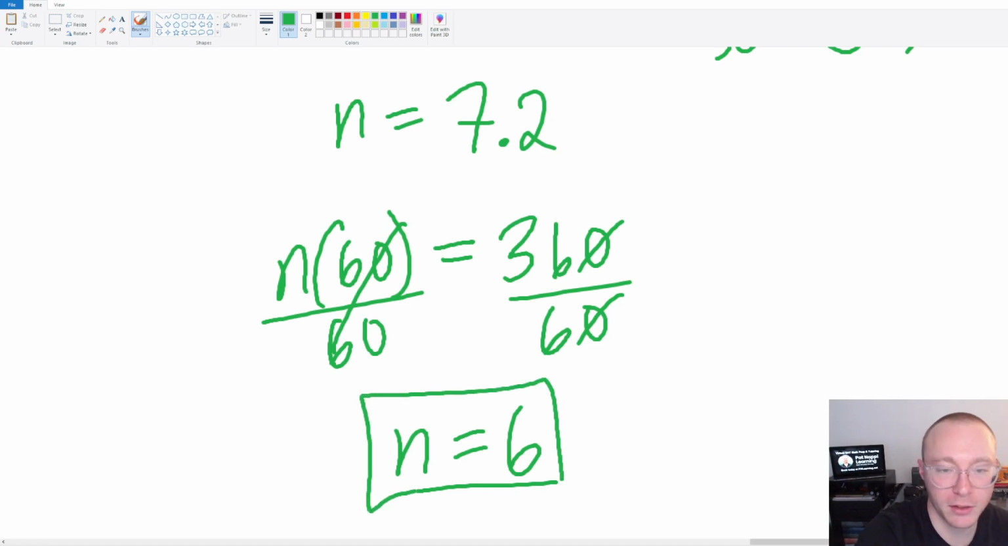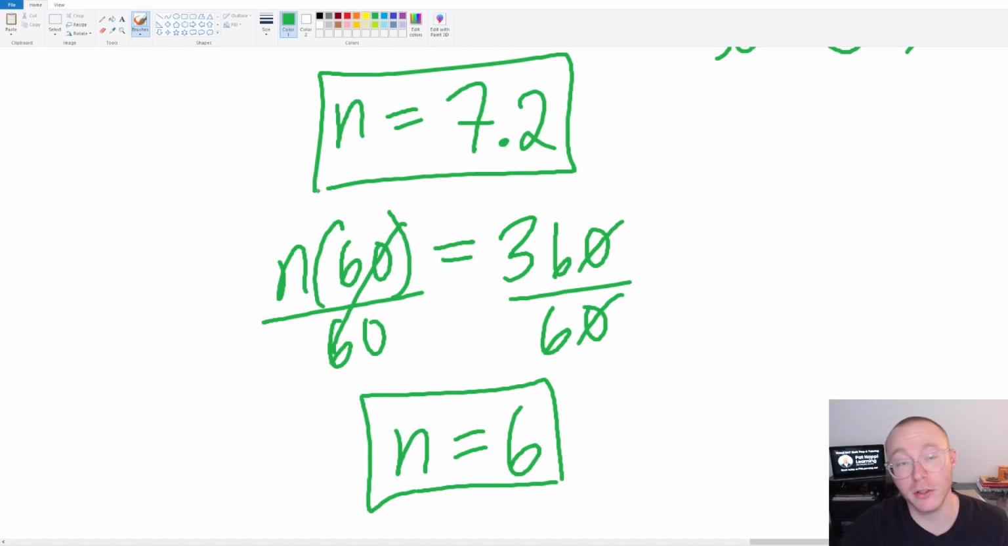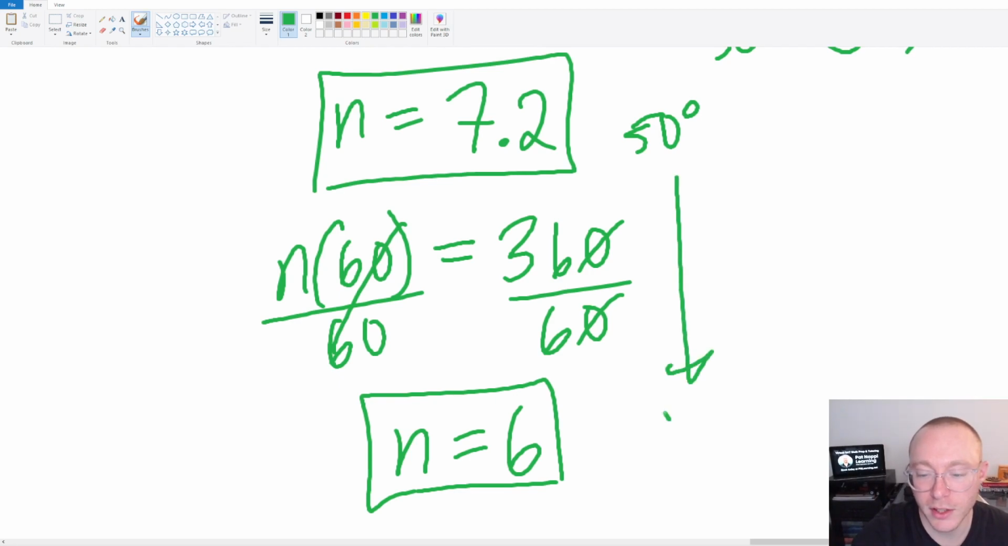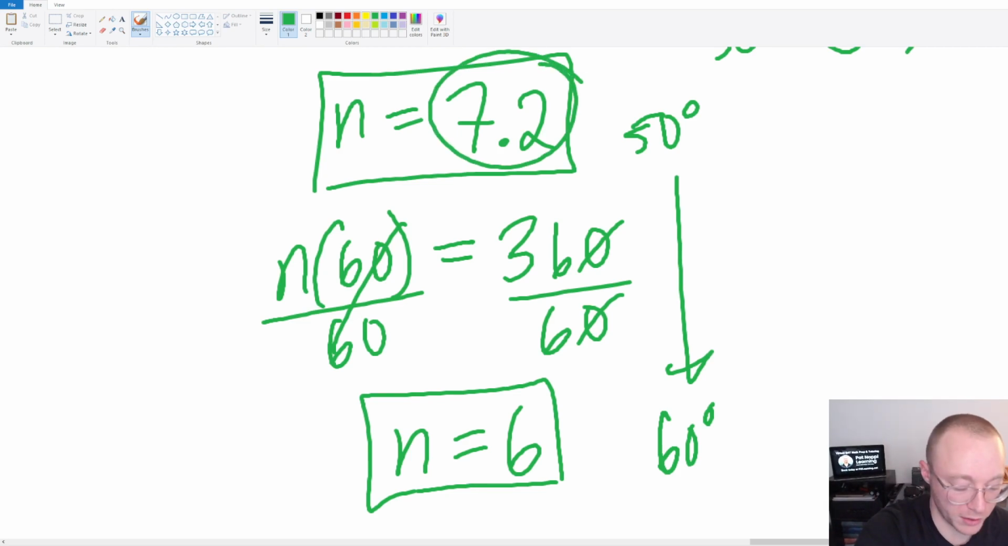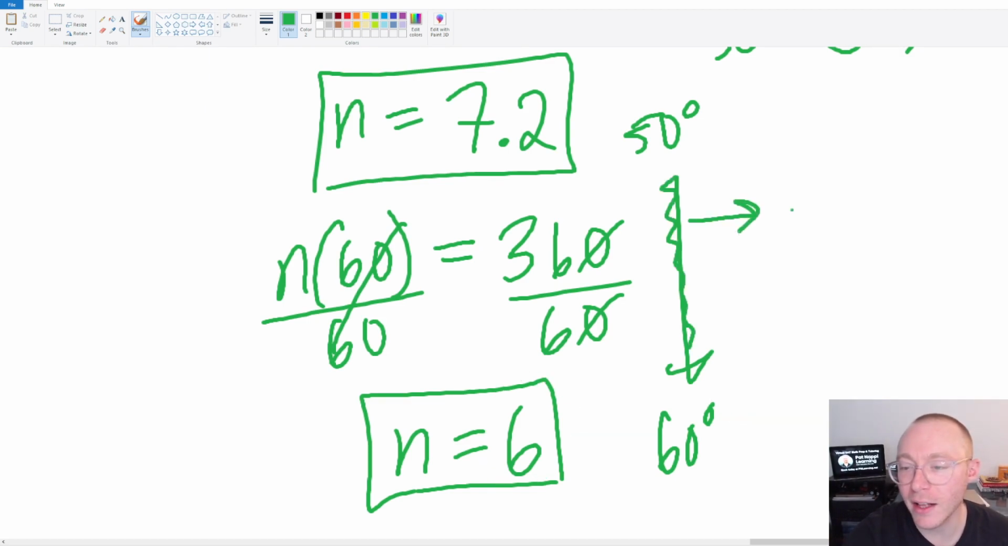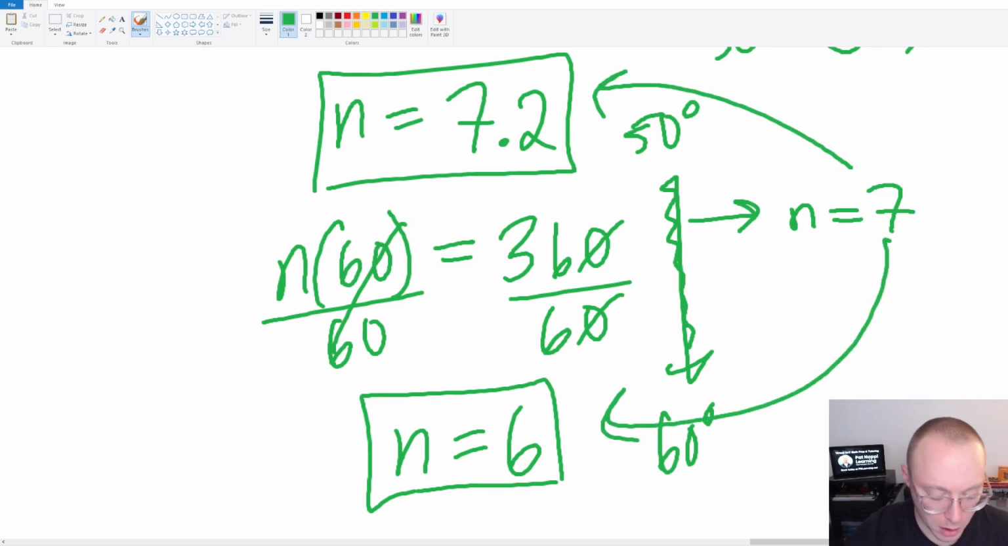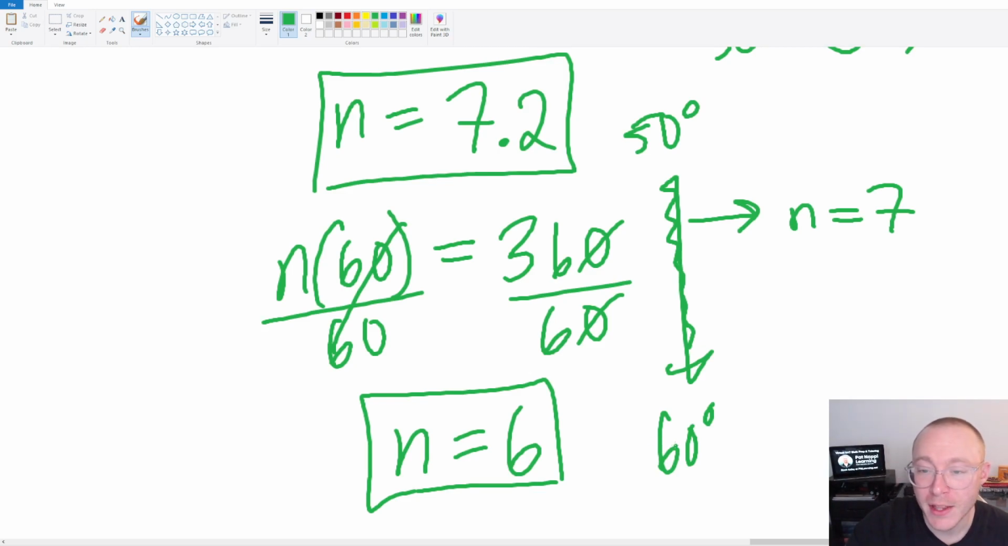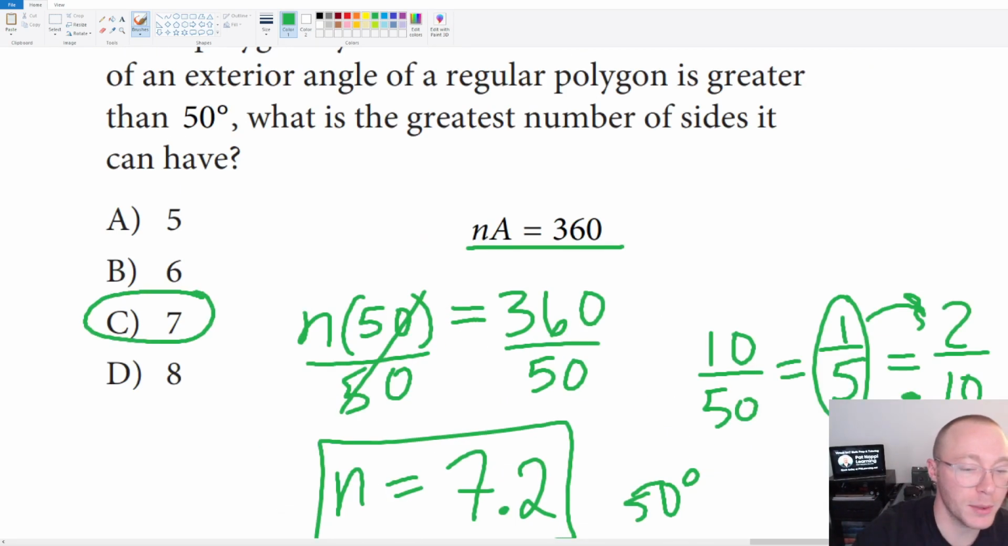And let's just kind of compare these and think about what are the possibilities that we might have as the angle goes from 50 degrees up to 60 degrees? So if at 50 degrees we're at greater than 7, we're at 7.2, and at 60 degrees we're at 6, somewhere along the way we're going to get exactly n equals 7. That fits in between these two numbers. And so that's going to end up being our answer. There is some number in between 50 degrees and 60 degrees as an exterior angle where the number of sides would be exactly 7. And so we're going to go ahead and pick C to be our answer.